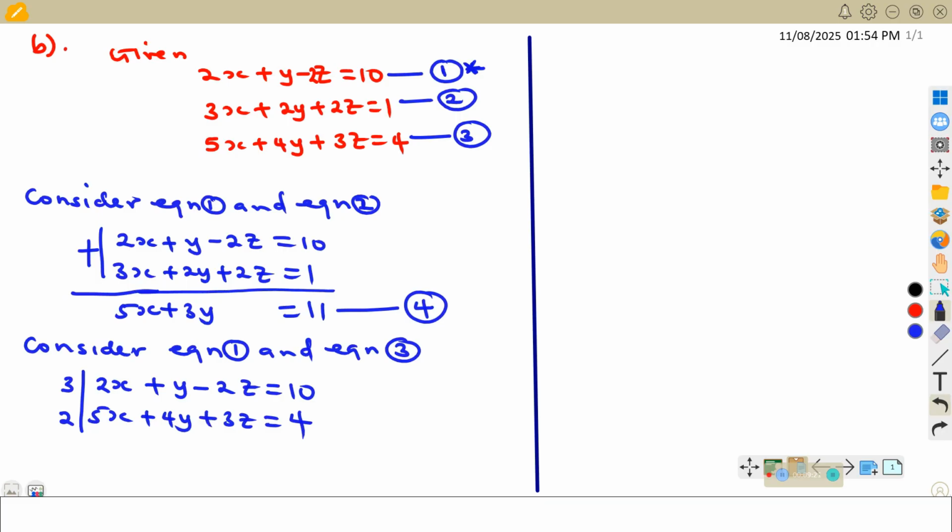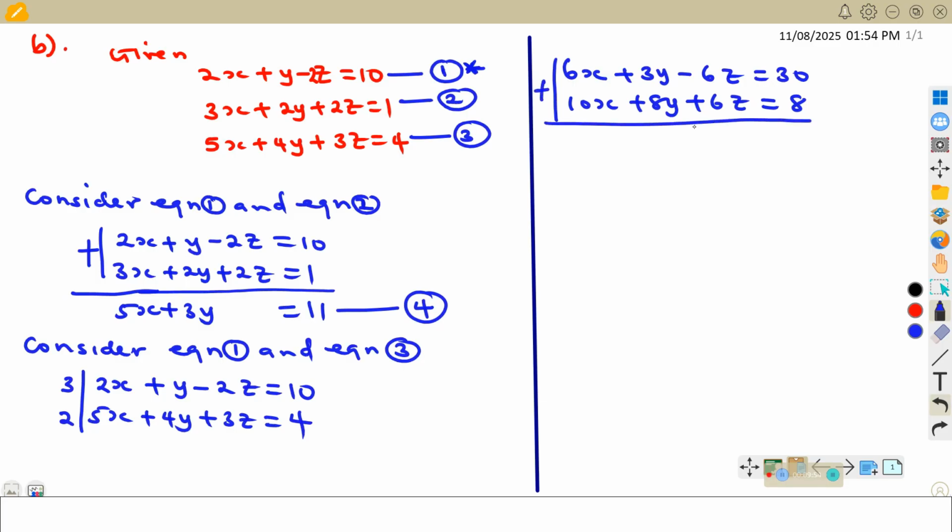So from there, we can get these equations. This is 6x plus 3y minus 6z, which is equal to 30. Multiply by 2 here, you will get 10x, this will give us 8y, this will give us 6z, which is equal to 8. So we need to eliminate z. So again here, we shall need to add. When we add here, this will be 16, this will be 11, this will be 0, and this will give us 38. We shall call this one equation number 5.